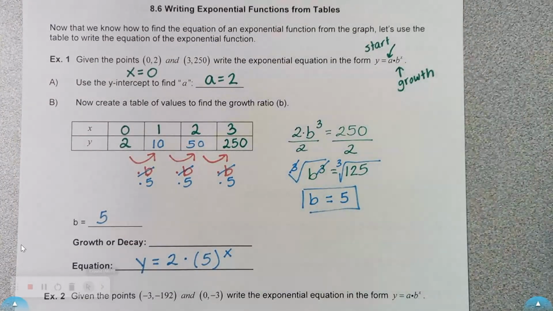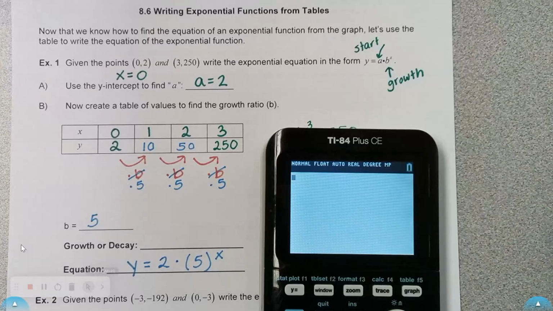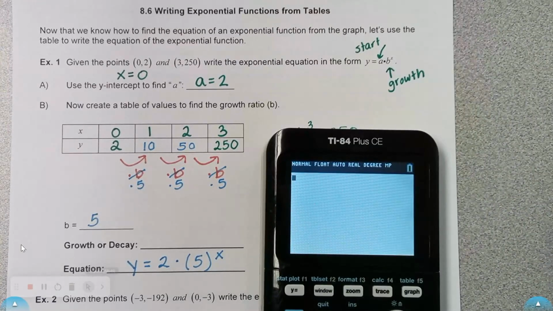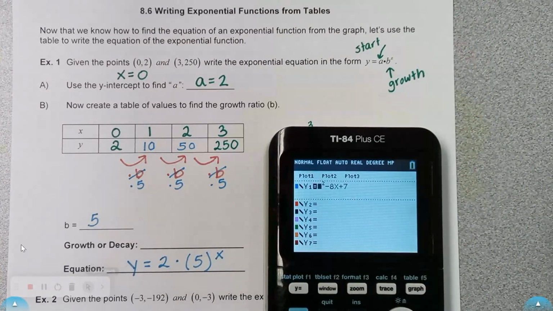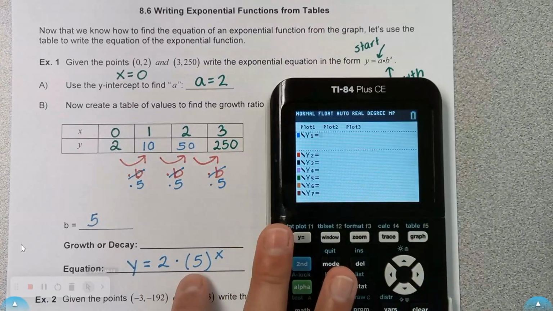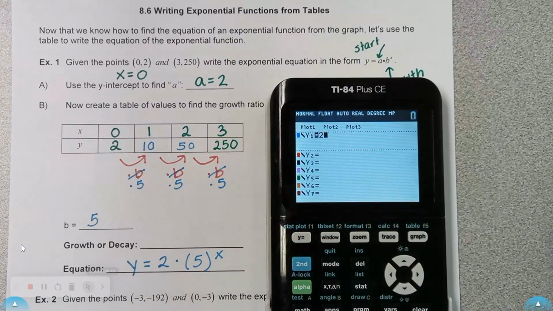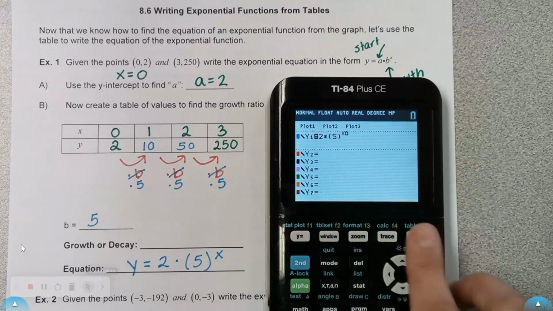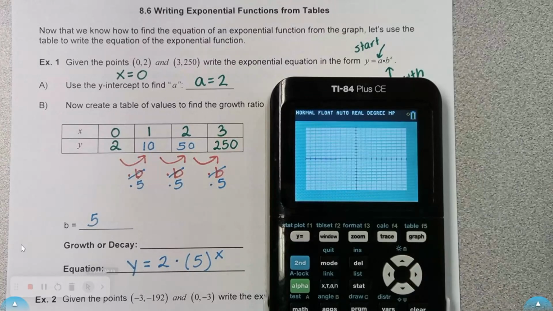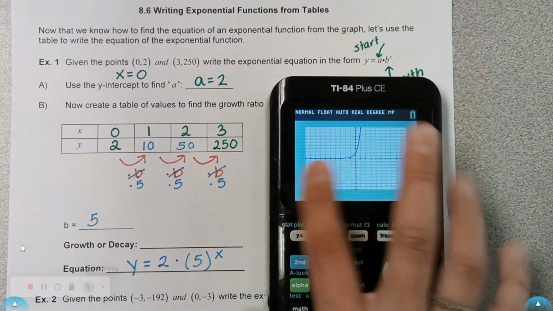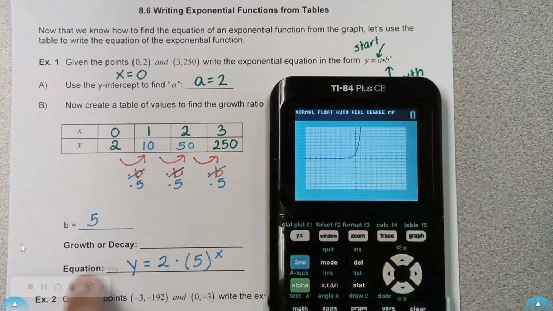To determine if it's growth or decay, I'm going to put it in my calculator just so that I'm extra sure and verify what it is. So I'm going to press this y equals button, and then I'm going to type in 2 times 5 to the x. And I'm going to press graph. That way I can see if it's growth, decay, or if it's a reflection. Clearly, this is going up, it's increasing, so this is going to be growth.